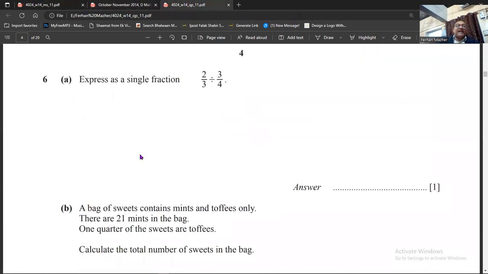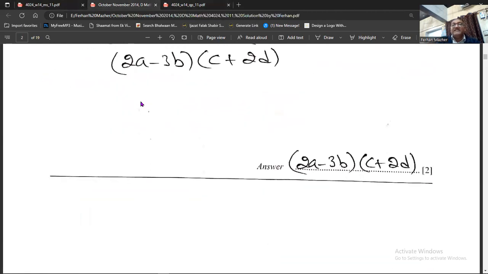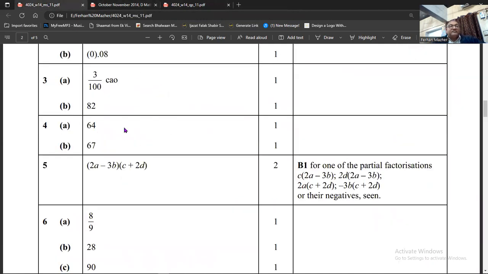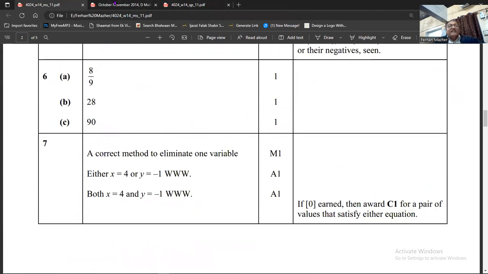Question number 6, A part. He says express as a single fraction 2 by 3 divided by 3 by 4. So these are two fractions which are dividing. So I will convert that divide sign into a multiplication sign, and the fraction after that divide sign will flip. So you will have 2 by 3 multiply 4 by 3. So you will have 8 by 9. 8 by 9 is the answer, sir. 8 by 9 is the right answer.